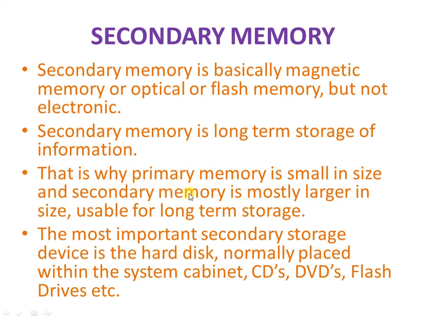That is why primary memory is small in size and secondary memory is mostly larger in size, usable for long-term storage. So if we compare the size of primary and secondary memory, the primary memory is much less in size and the secondary memory is much more in size. You know that hard disks today are coming in 1 TB, whereas the RAM is limited to 8 GB or 16 GB in a computer.